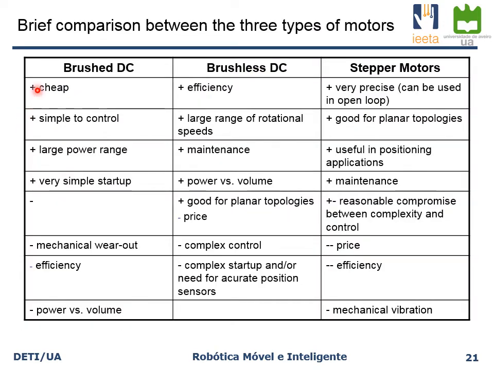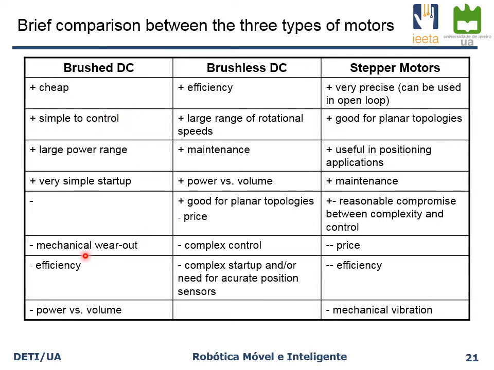As a summary of what we have been discussing in the previous slides, you can see this table that basically shows which are the plus and the minus of each type of technology of electrical motors. In the case of the brushed DC motors, this is very cheap, so they are the cheapest motors. They are very simple to control. There is a large power range available, and so depending on the application, you can find solutions for basically any possible application. It is very simple to start up. This also has to do with the control part.